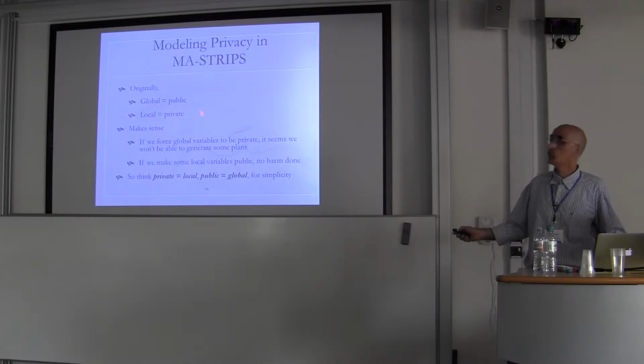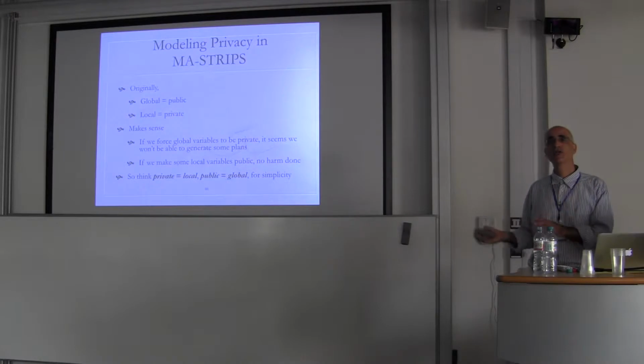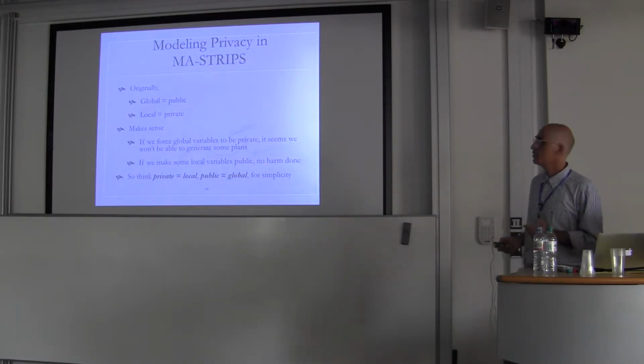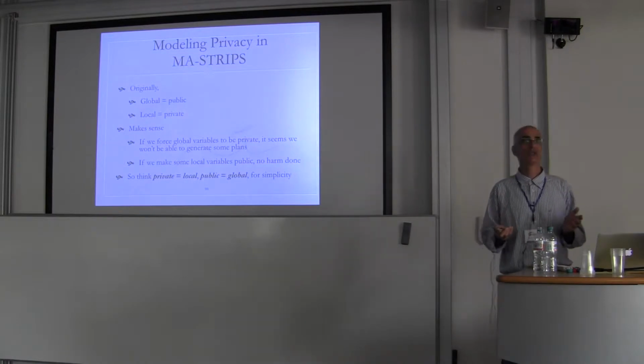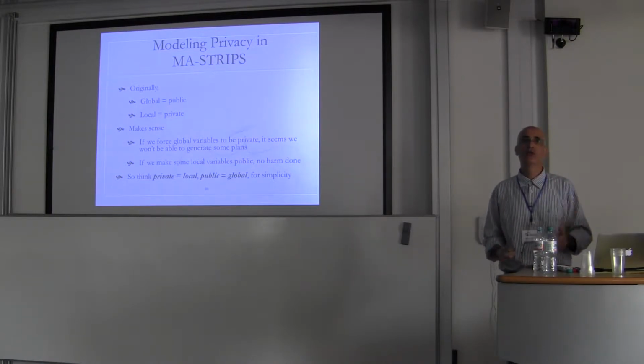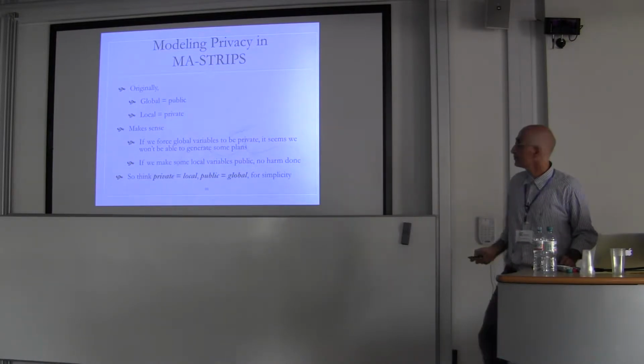And why not try to go for the maximum privacy? Okay, so we're going to think of global as public, local as private. And the idea is that I don't want to expose my private variables to other people. They could be my location, my inventory level, things like that. And I don't want to expose my private actions. I don't want you to know what exactly I do in order to produce some goods that I sell to you. And all you need to know is that I can give you that good.